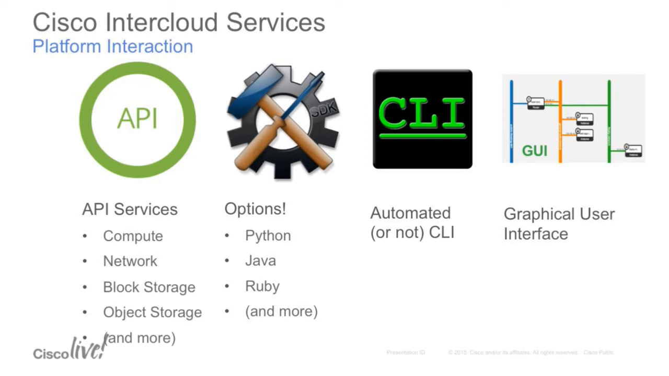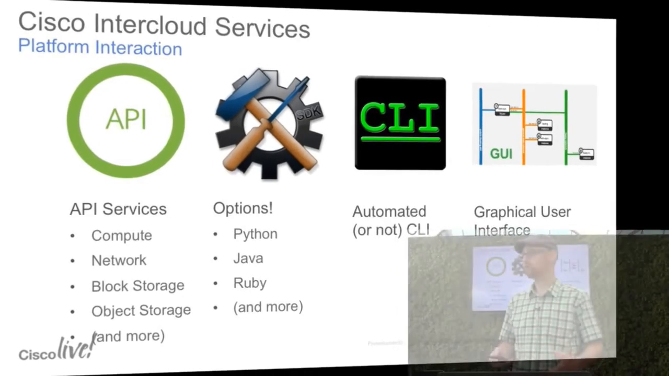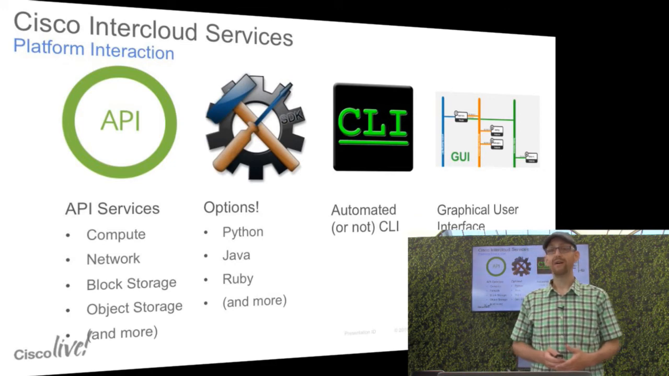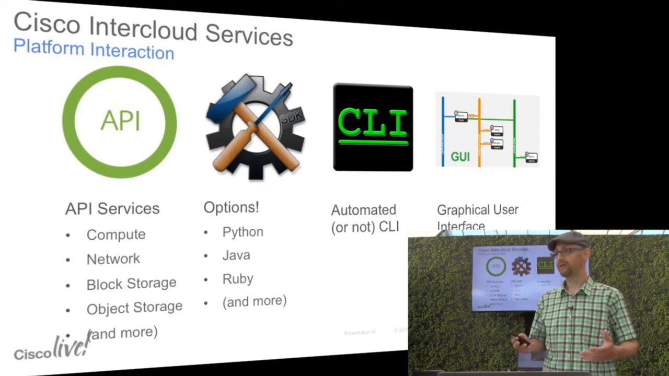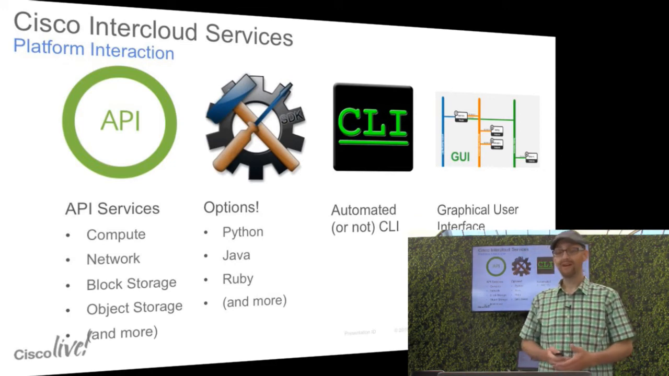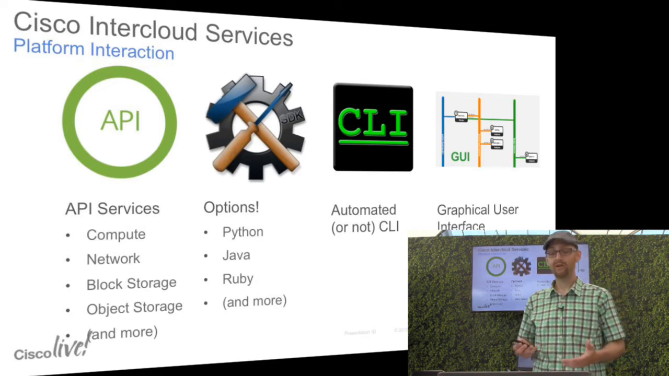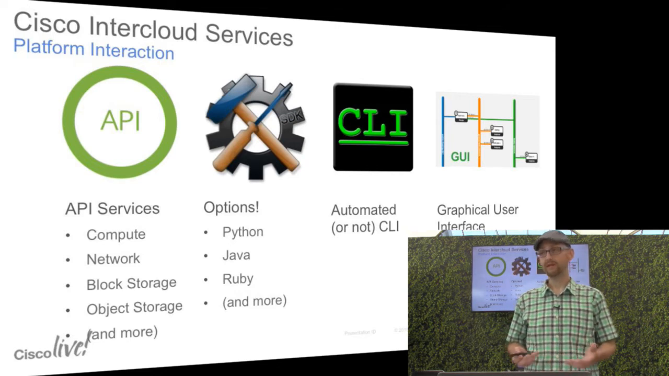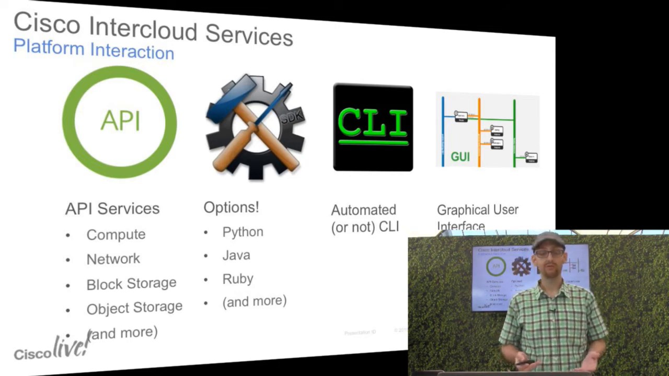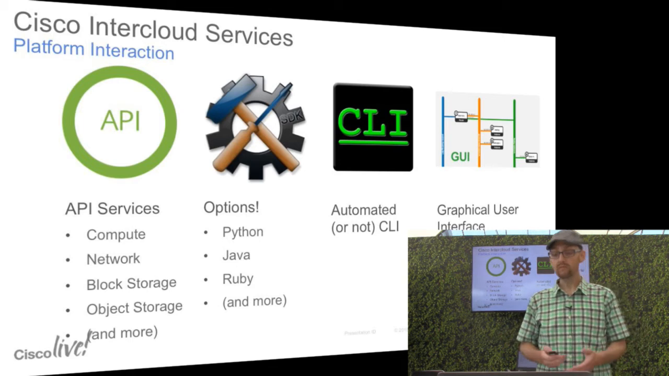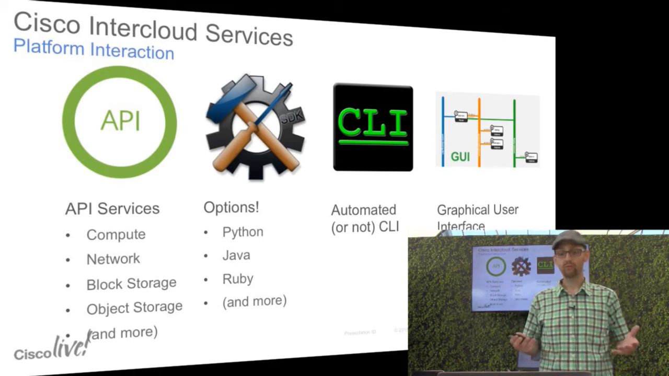If we look at the different ways to interact with the platform, the first one is API. We expose API services such as compute, network, block storage, object storage. If you're following, it is a cloud based on OpenStack. Some of the other options outside of API interaction is you can interact with SDKs. Some of the SDKs that you can use are Python, Java, Ruby. So you have the freedom to write in the language that's comfortable to you.